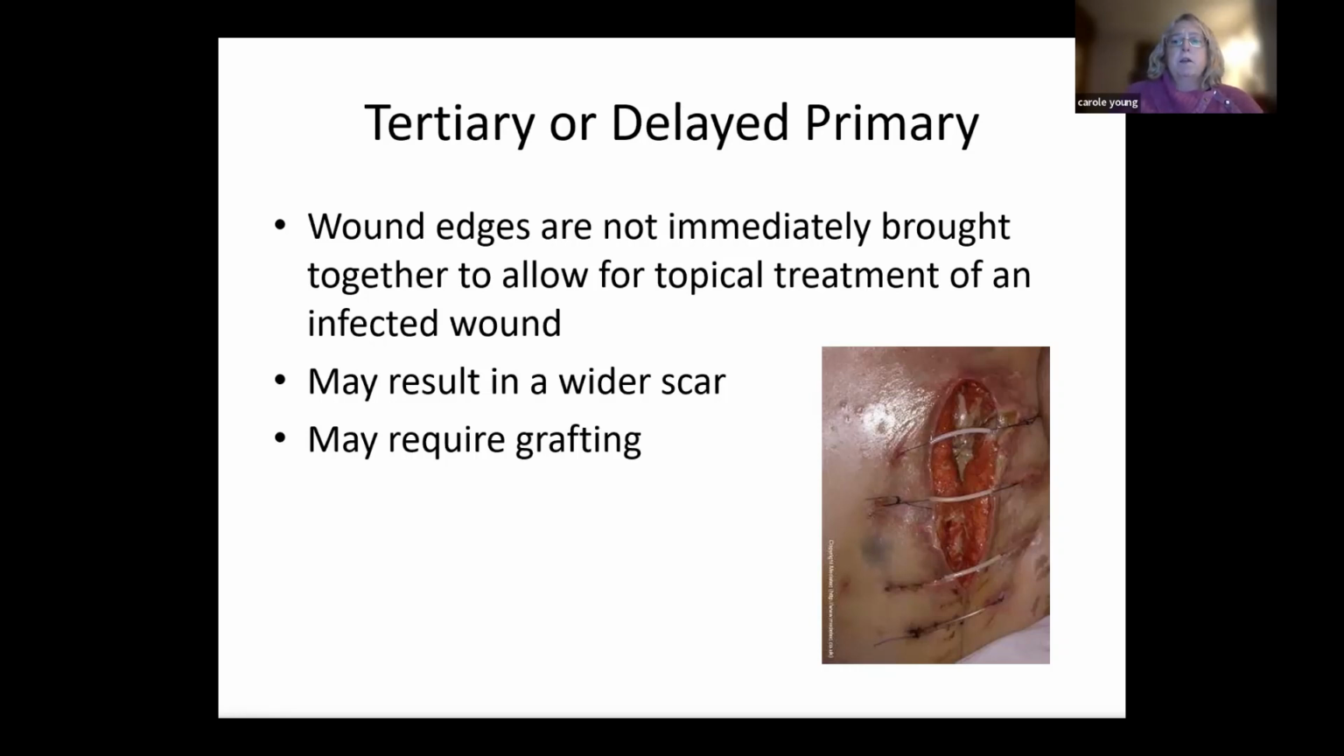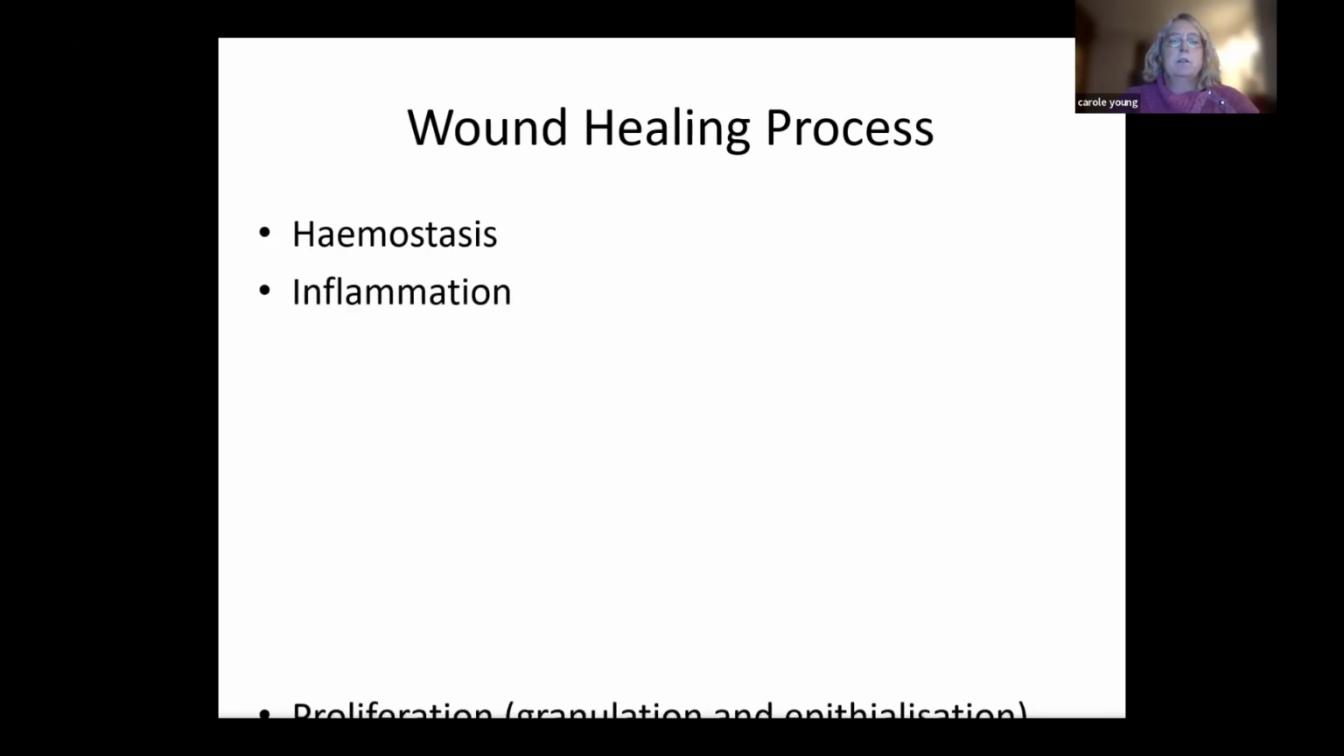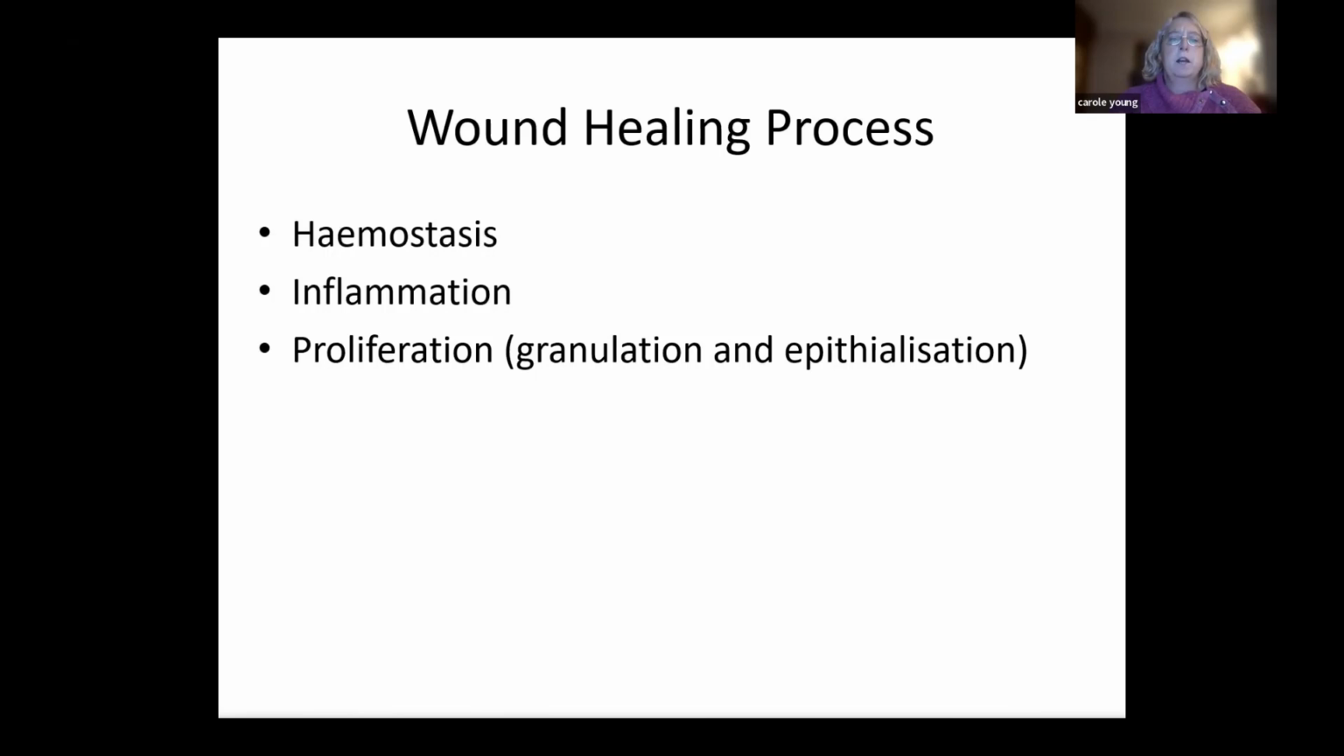Regardless of whichever type of healing, the process that is going on underneath with the cells is exactly the same. And we're going to go through that next. So as I said, whatever the type of wound healing, the physiology or the healing process within the cells is the same. The time frame might be influenced by whether the wound edges are brought together by primary closure or whether the wound is open and healing by secondary intention. The wound healing process follows these stages: hemostasis, inflammation, proliferation, that includes granulation and epithelialization, and maturation. We're going to go through each of those stages in turn.